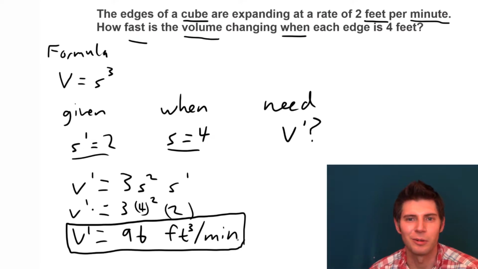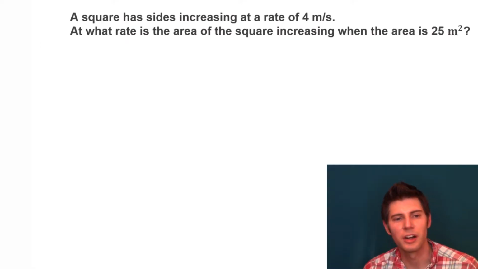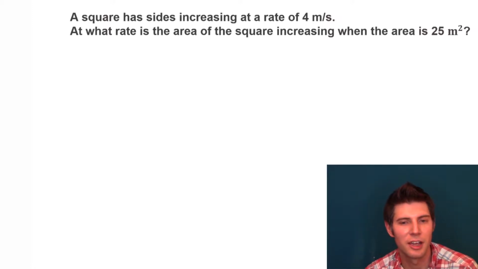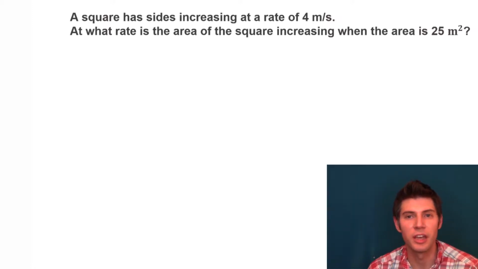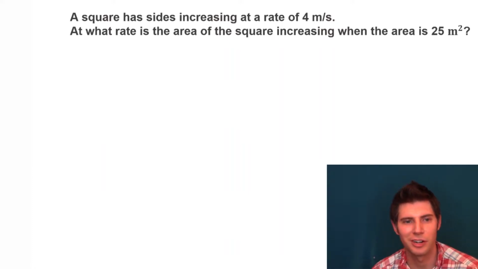And that's the answer to that one. Let's do the next one. A square has sides increasing at a rate of 4 meters per second. At what rate is the area of the square increasing when the area equals 25 meters squared?